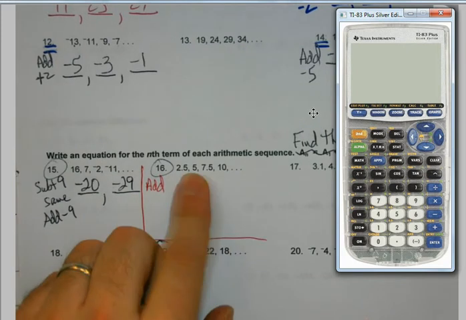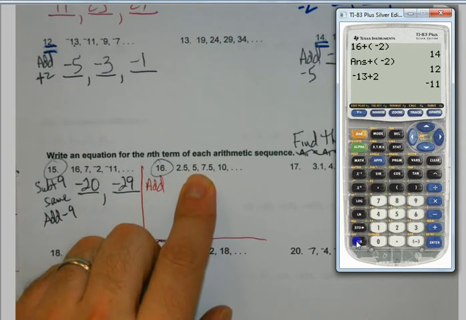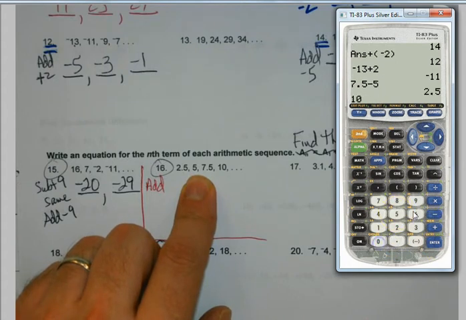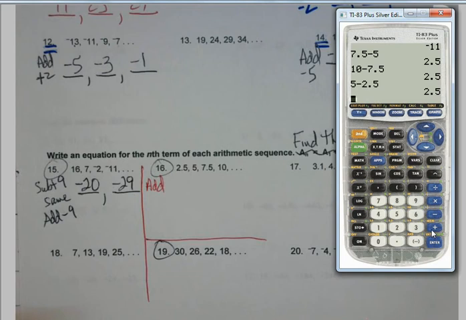You can take any 2 terms in here. So let's even say we did the middle ones. You can always take 2 of them and just subtract them from each other, and that'll always tell you what the difference is going to be. Because you notice no matter which pair I choose, I keep getting 2.5 each time.